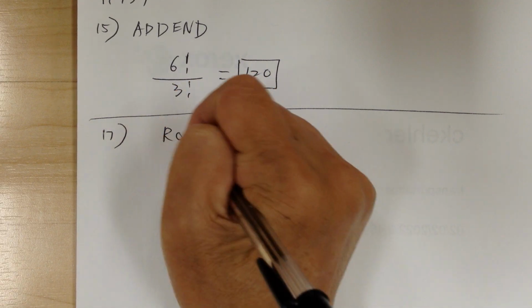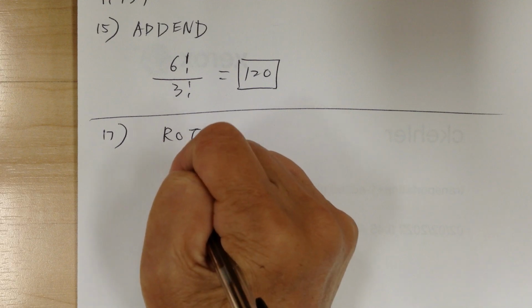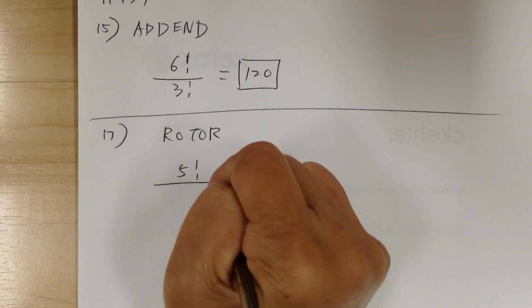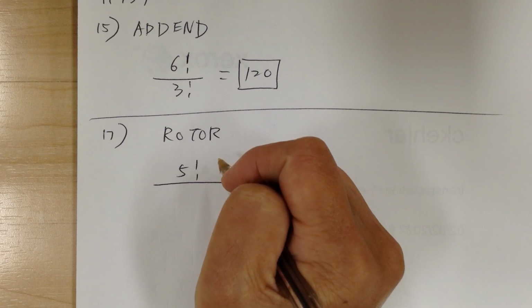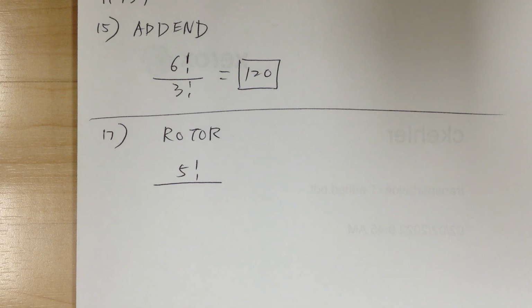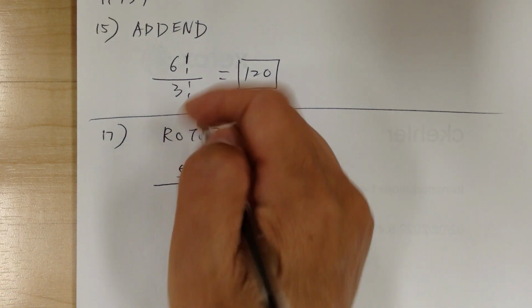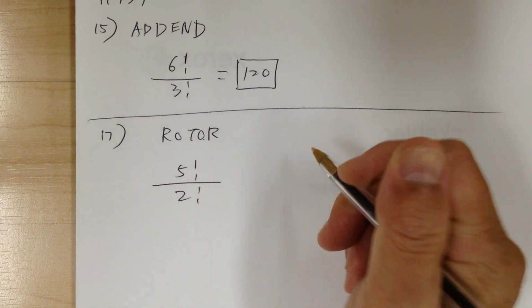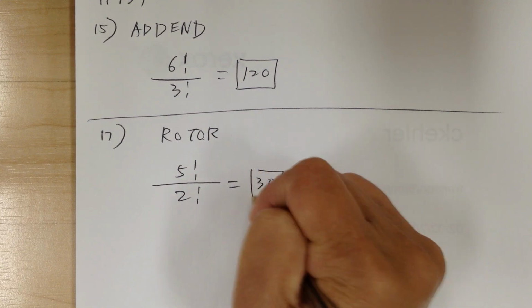You have rotor. So there are 5 letters, so the total is 5 factorial. Oh, wait, number 17. Okay, and then there are 2 repeats, so it will be 2 factorial. So use your calculator, you figure out so it equals 30.